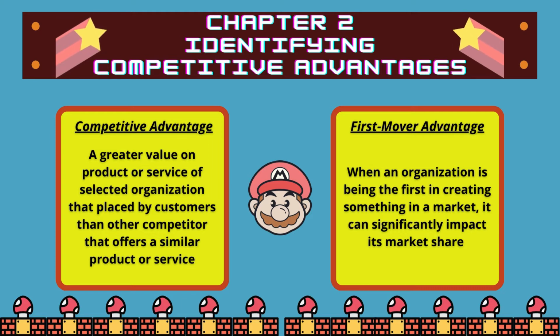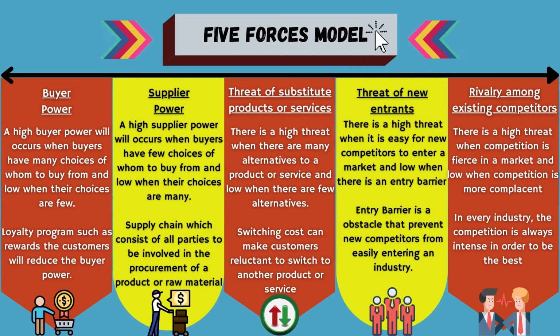Second, first mover advantage. When an organization is the first to create something in a market, it can significantly impact its market share. Five forces model. The first one is buyer power. High buyer power occurs when buyers have many choices of whom to buy from, and low when their choices are few. Loyalty programs such as rewarding the customer will reduce buyer power.